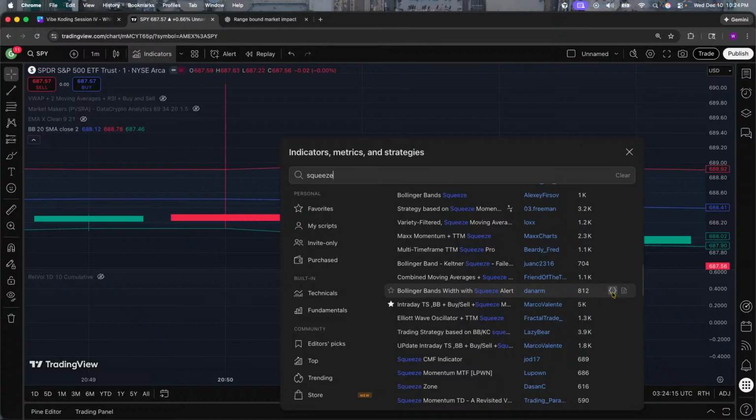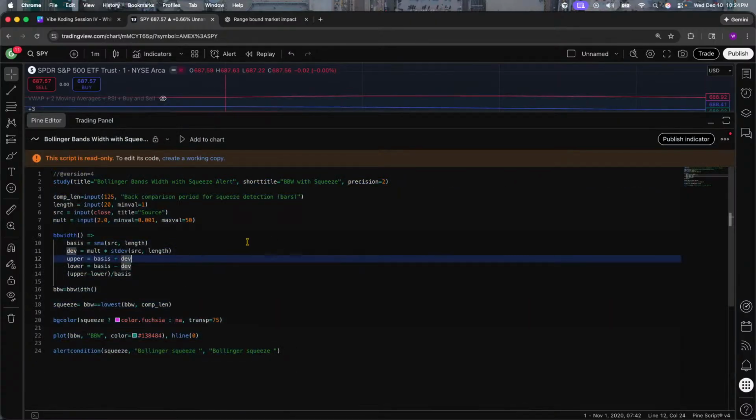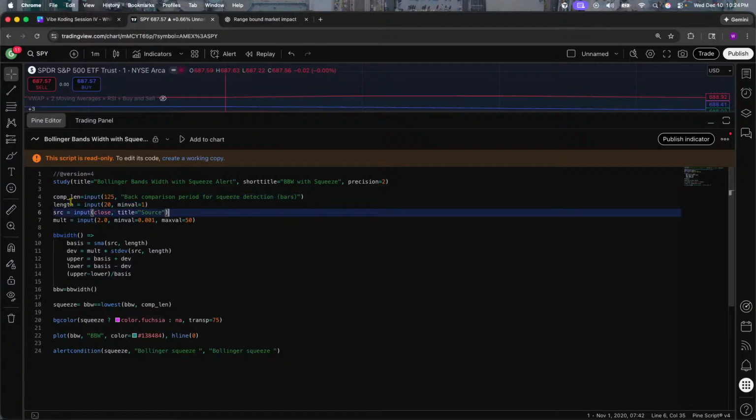What I'm going to do is click on source code. Source code allows us to pull up the Pine code, the Pine Script, right? So I put squeeze and then I scrolled down and I found this one. So this looks like a play that could work out for us. So I'm going to click on the source code and here's the strategy, right? This is a comparison for the squeeze detection. Super simple. The length is 20.